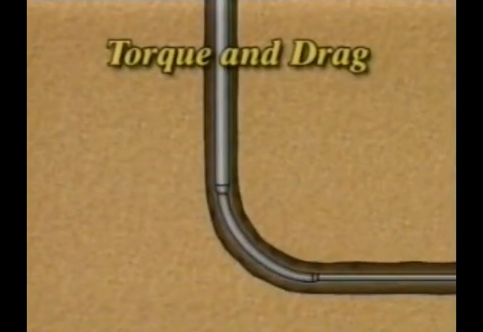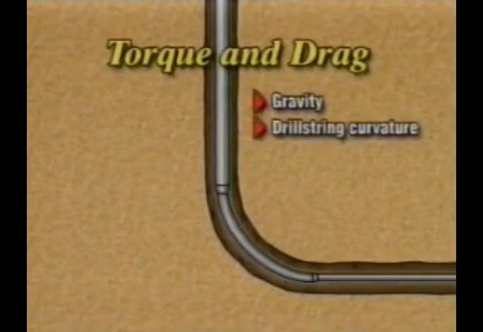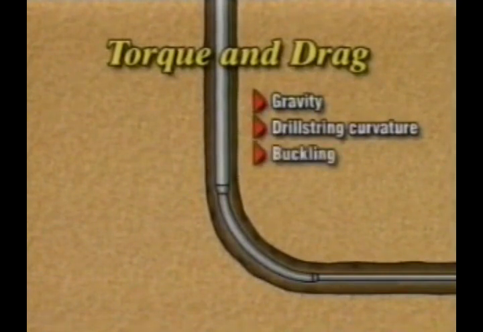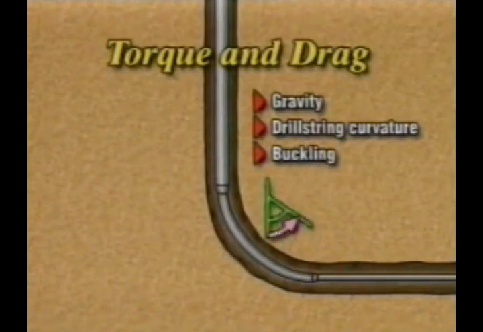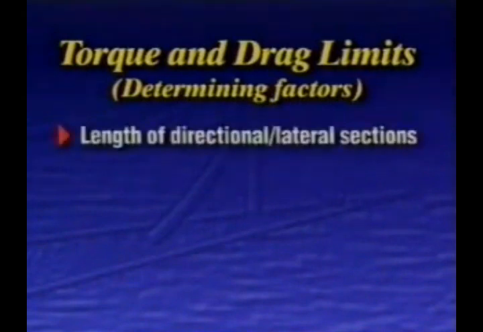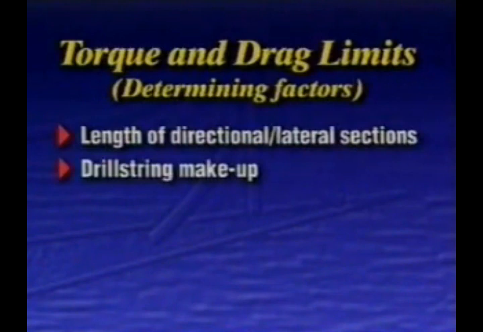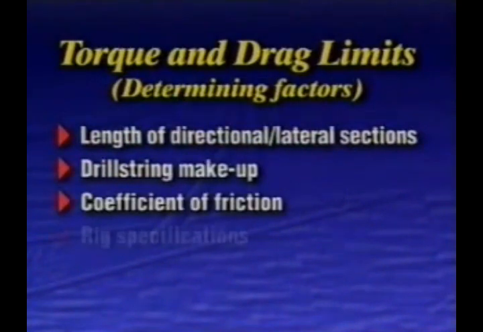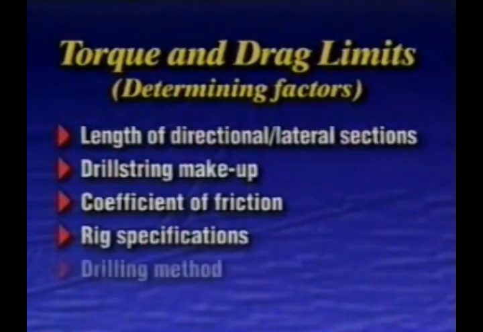Torque and drag result from frictional forces due to gravity effects, normal forces resulting from the curvature of the drill string, and buckling tendencies. These forces increase with increasing hole inclination and may serve as limiting factors during drilling and casing operations. Factors that affect torque and drag limits include the length of the hole's direction and lateral portions, the drill string makeup, the coefficient of friction, the rig specifications, and the drilling method.